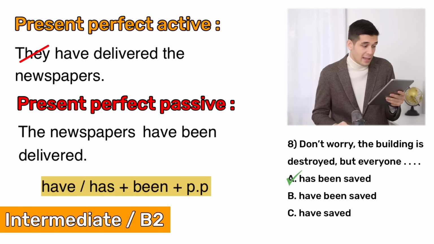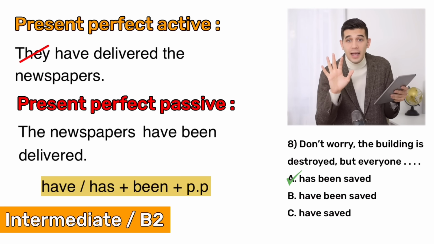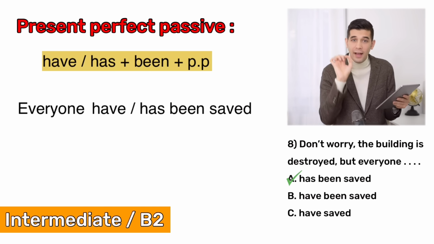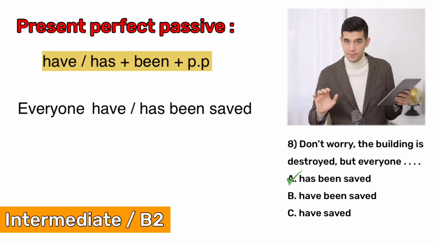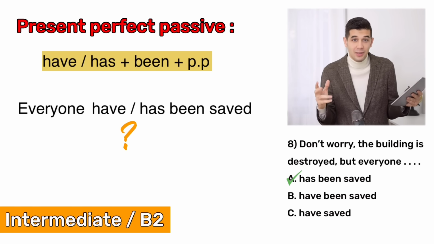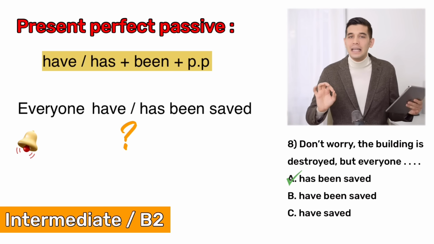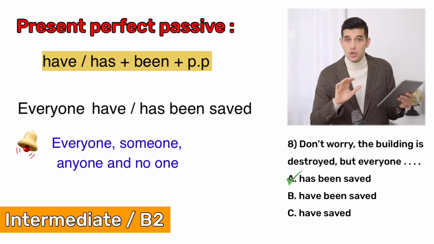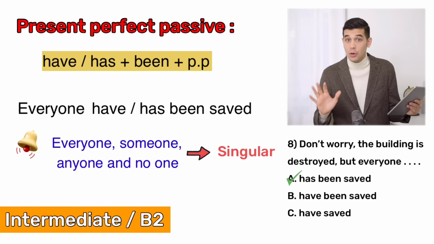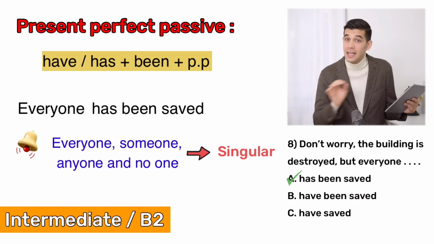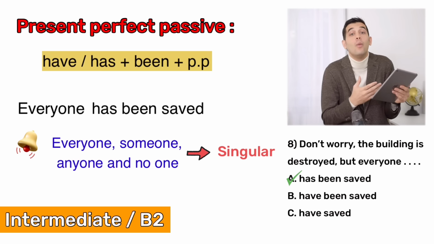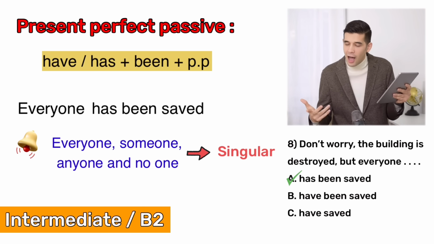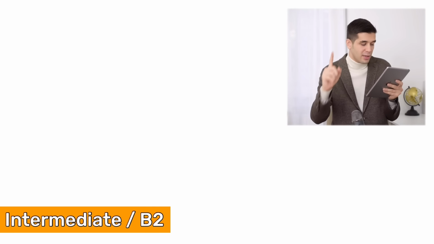Now look at the question again. Don't worry, the building is destroyed, but everyone. So we need to use passive of the present perfect. Everyone has been saved, right? Now, have been saved or has been saved? This is another interesting point. In English, everyone, someone, anyone, and no one, these are all singular words. So you need to say everyone has, anyone has, no one has, someone has. Therefore, the correct answer to this question is has been saved. Now, let's move on to the next question, question number 9.